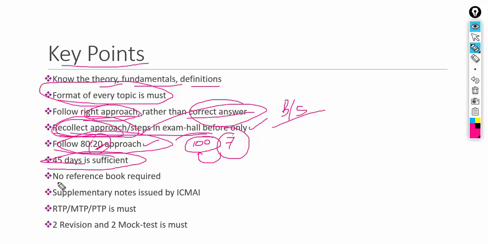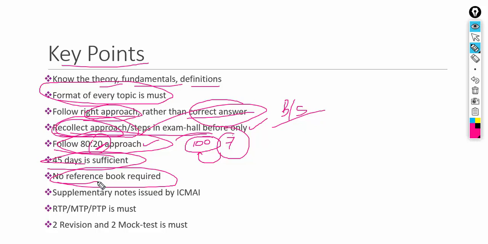Yeah, so no reference book is required, because the financial accounting subject has more than 1200 pages. I don't think any other reference book by any other author is required for you. Yeah, so only that is enough. That is your Gita, your Bhagavad Gita. Follow that, it is sufficient for you.